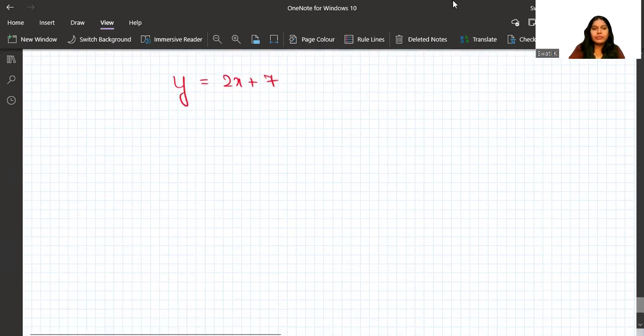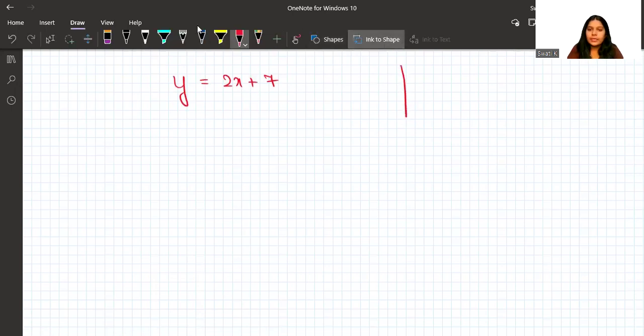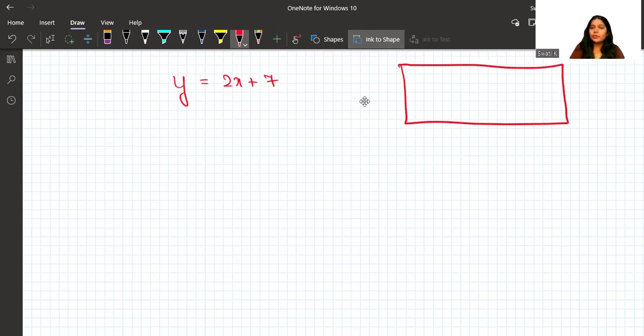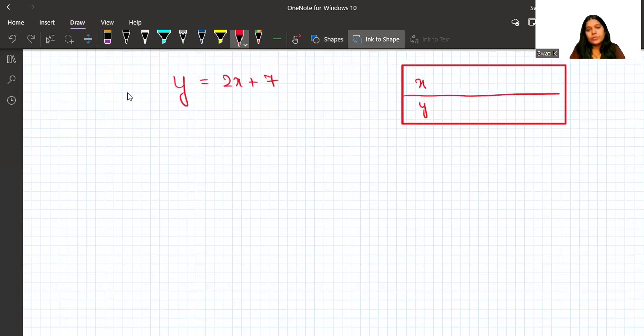The very first thing that we'll be doing here is making a table. Now this table is very helpful. Why is it very helpful? Because with this table, you are going to understand what values of x and y you have to take on the graph. So I'm writing x here and y here. Why am I writing x first? Because whenever we plot points on the graph, we always put the x coordinate first and the y coordinate later. That is why I'm putting x first, so that there will be no confusion.